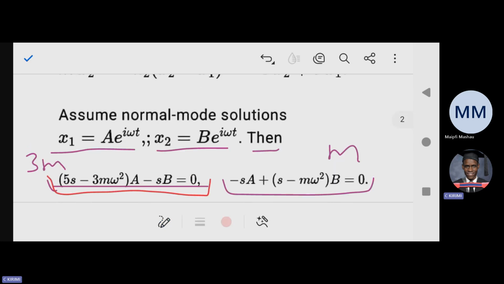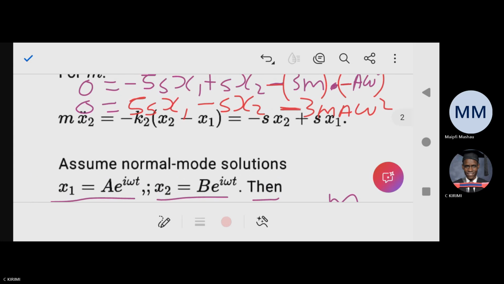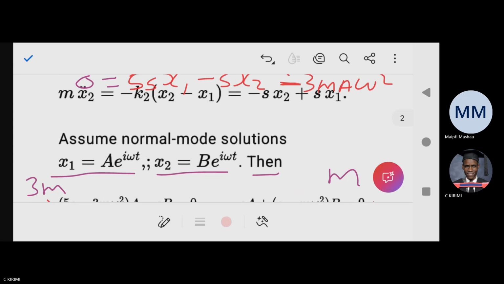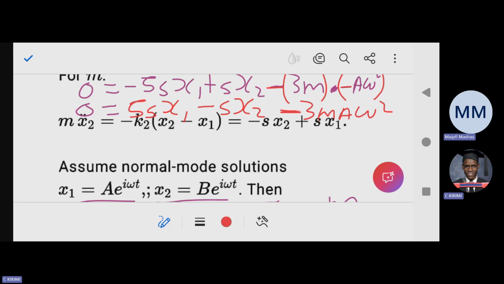So the 5s, where I want to show you the 5s here, minus the 3m omega there, and x1. In x1, that's where a is contained. So I will replace x1 with a e to the power i omega t. Where there's x2, I'm replacing x2 with b because x2 contains b. The e to the power i omega t has been cancelled after I divide.